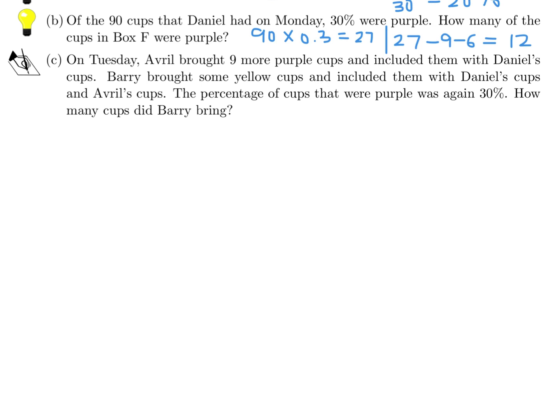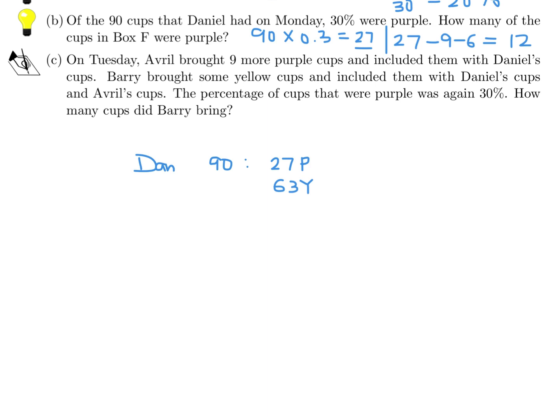Okay, so you have 90, 27 purple, 63 yellow, right? So we figured that out. The previous question kind of helped us out. So what do we have to do here?